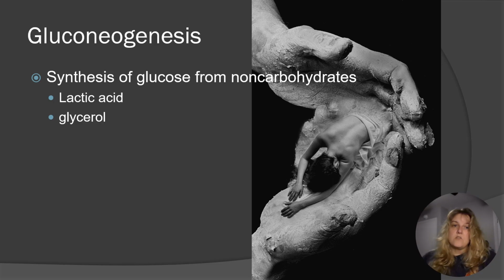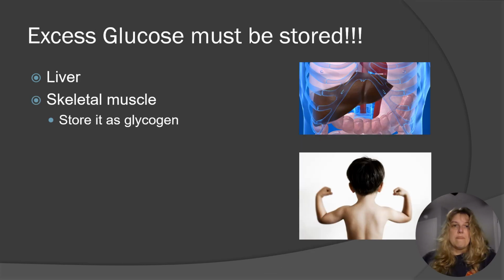Gluconeogenesis is considered the synthesis of glucose from non-carbohydrates. This is where we start looking at lactic acids and glycerols. So we're looking at different things. But excess glucose must be stored. So we know it goes into the liver and skeletal muscle. We've already kind of mentioned that. Stored as glycogen.